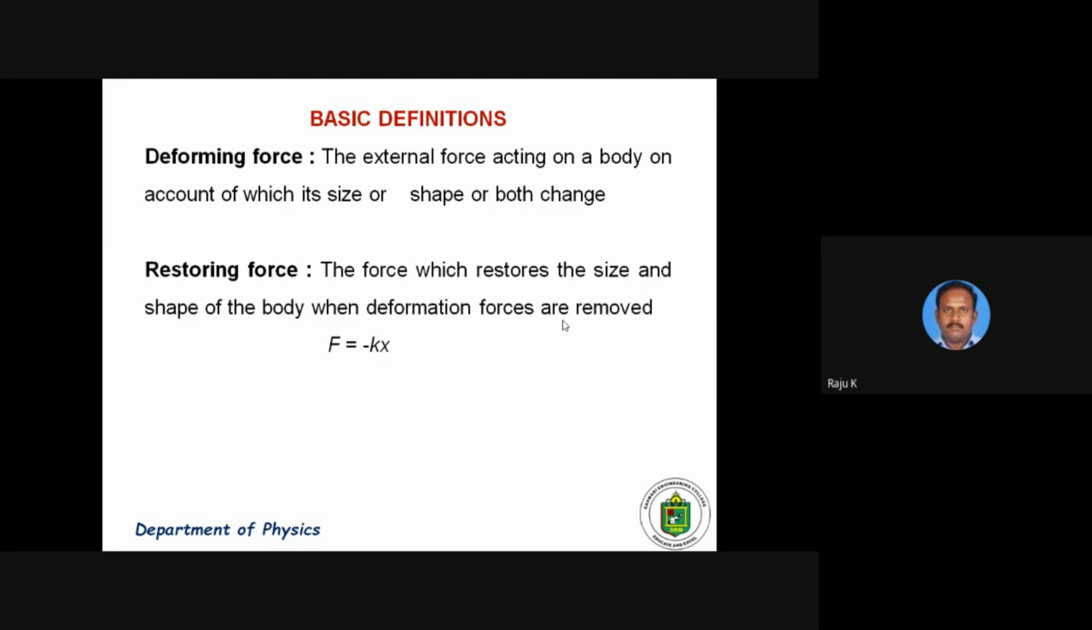Now the restoring force is acting in a direction that is opposite to that of the deforming force. So that here it is indicated with the help of the negative sign. The negative sign indicates that the force is acting just opposite to that of the deforming force. So F is equal to minus K into X, where K is called as the restoring force constant.